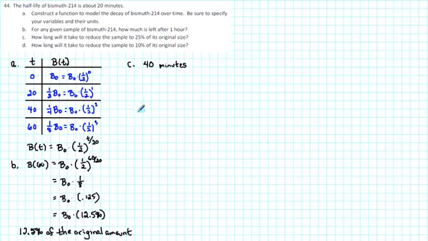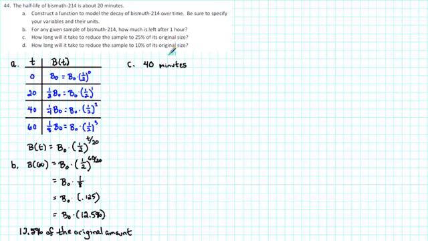For part D, how long would it take to reduce the sample to 10% of its original size? Well, we've already seen in part B that it takes 1 hour to be reduced to 12.5% of its original size. If another 20 minutes went by, then we would have half of 12.5, which is 6.25. So somewhere between an hour and 20 minutes is how long it will take to reduce the sample to 10% of its original size.